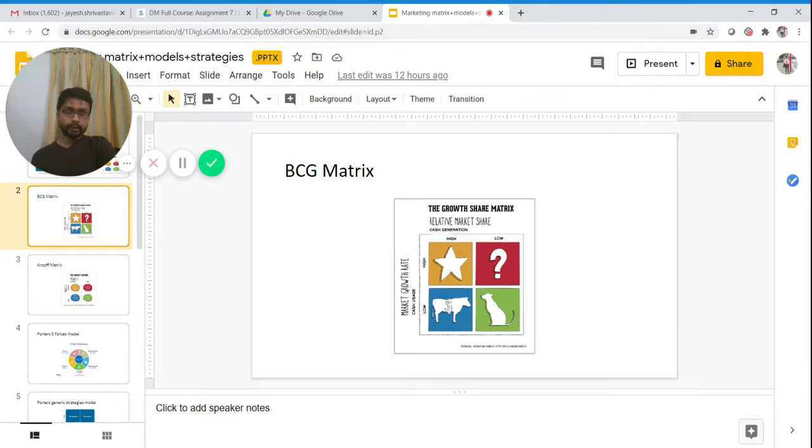In this, one quadrant has high market growth and high market share. These are the star products. Then there are high market growth but low relative market share. These are question mark products. Low market growth with high market share is called cash cows, and low market growth and low market share are called dogs.